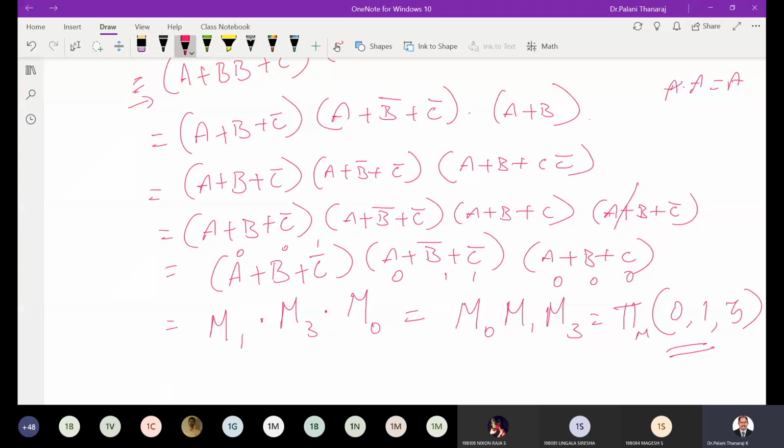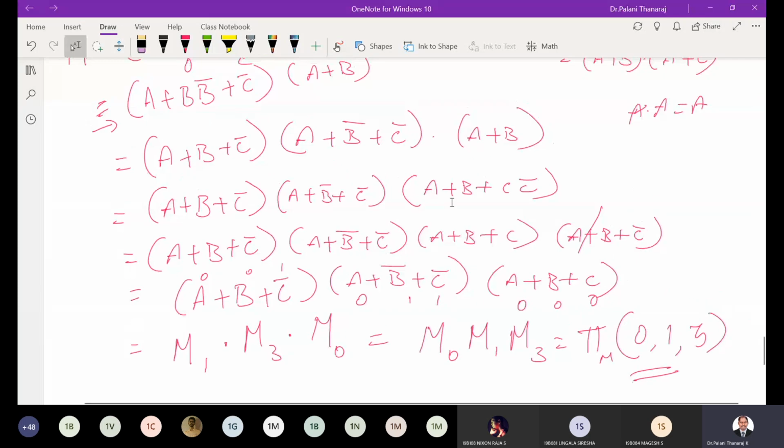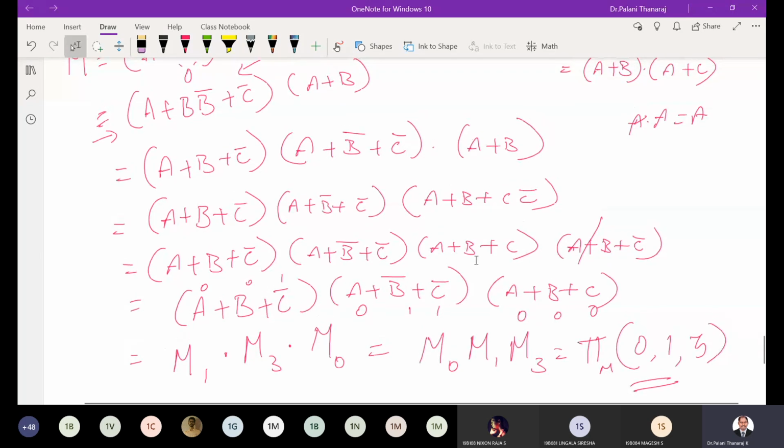I'll stop here. Just follow what I have done. Nothing big. I used the complementary law for multiplication with B bar. Then I used the distributive law to split into factors. Then I checked whether there are repeated sum terms. If there are, just replace them with a single term. Then rewrite in max terms. Now I can stop here. Any doubt here?